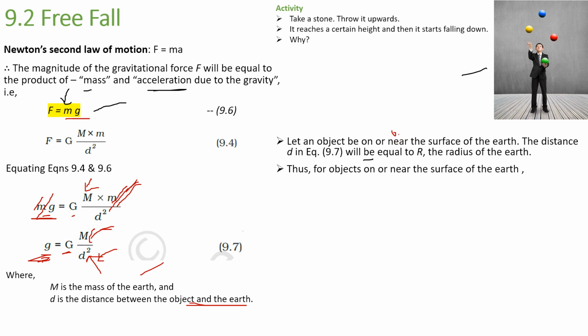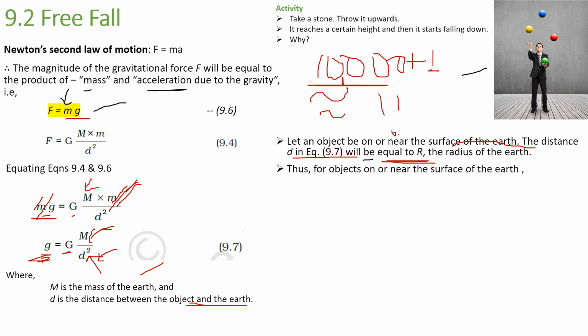Now what's happening here? In case the object is near the surface of the Earth, the distance d is equal to the radius of the Earth, correct? I told you, right? Assume for a moment the radius is 10,000 meters, and you are just 1 meter above the radius. What is the total? Approximately equal to 10,000 only, right? The error is negligible.